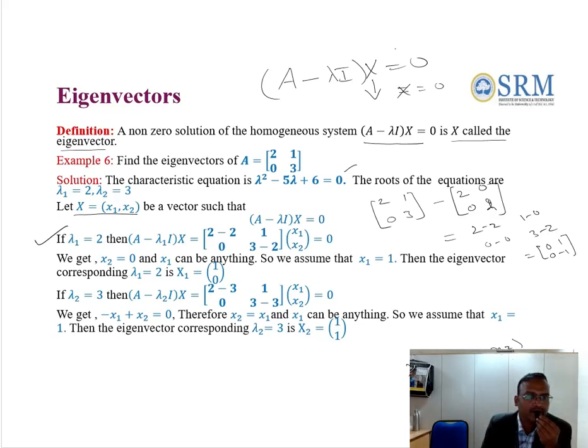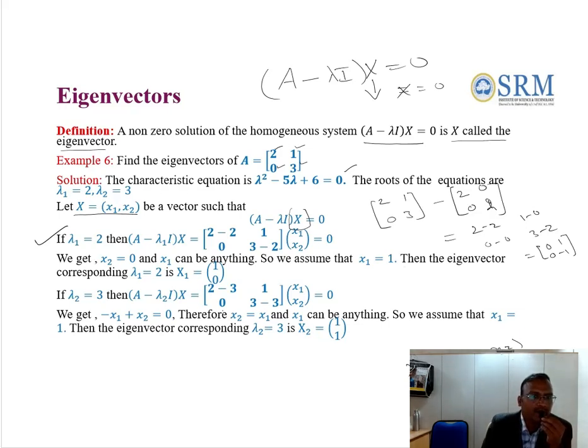Find the eigenvectors of the 2 cross 2 matrix with entries 2, 1, 0, 3. Now the characteristic equation of the above matrix is lambda square minus 5 lambda plus 6 equal to 0, and the roots of the polynomial are lambda 1 equal to 2 and lambda 2 equal to 3. Now let us assume x equal to (x1, x2) be the vector such that (A minus lambda I) x equal to 0. This capital X is your eigenvector.